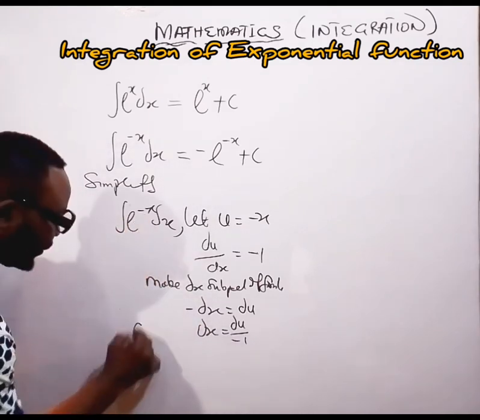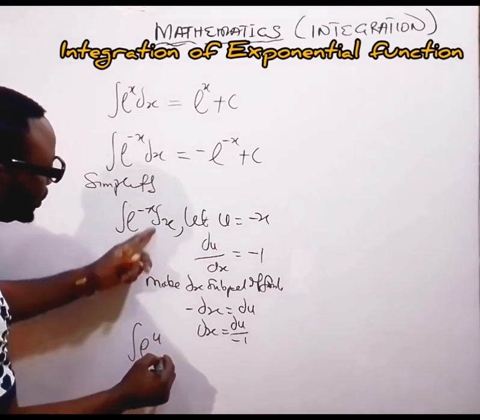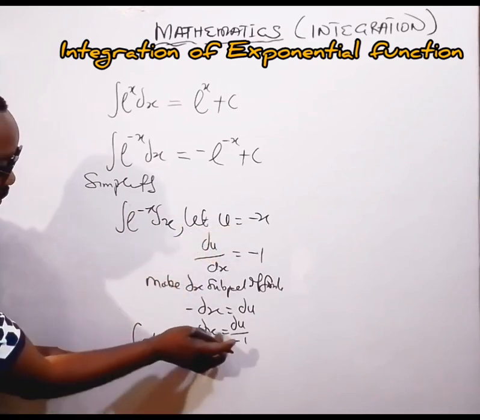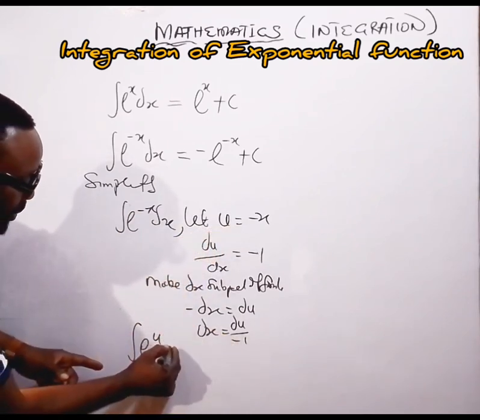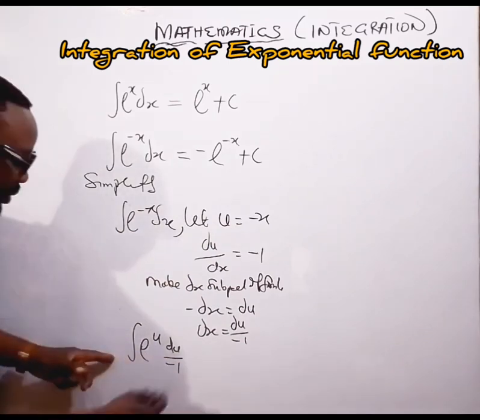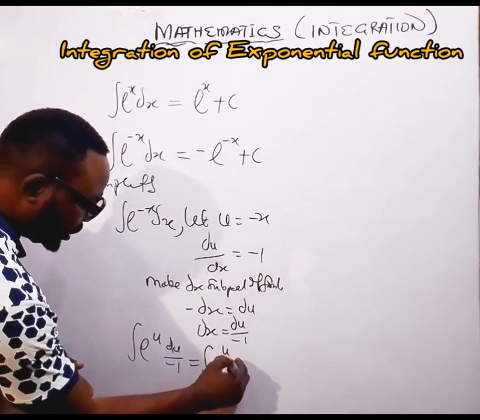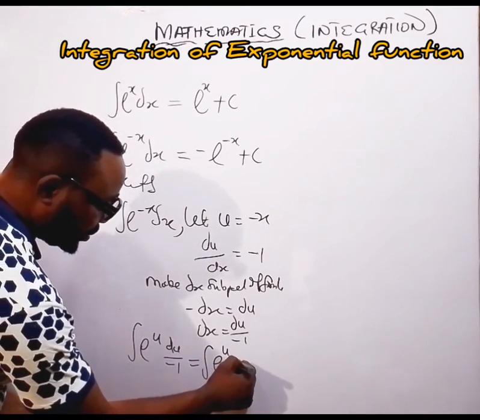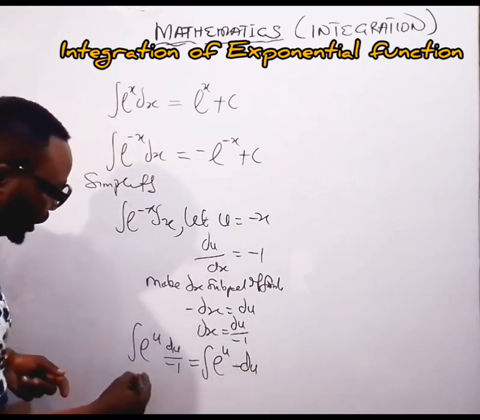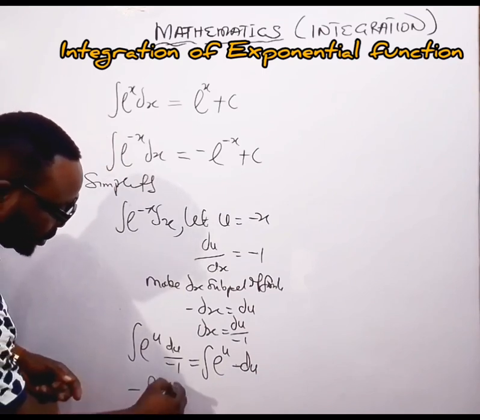Now, I can bring this value of dx back here. Don't forget that I have turned this expression into exponential of u, because minus x is taken to be u. What is the value of dx that I have here? That's du over minus 1. This is the same thing as exponential u du times minus 1, minus du, which can as well become minus exponential u du.